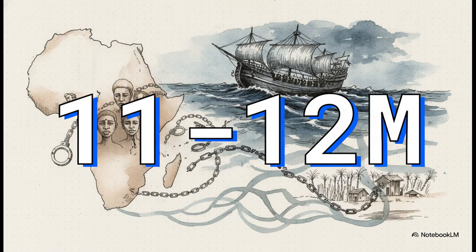And that cold, calculated economic decision resulted in an agonizing human toll. To fill this endless demand for permanent labor, an estimated 11 to 12 million Africans were forced across the Atlantic between the 16th and 19th centuries. 11 to 12 million people.